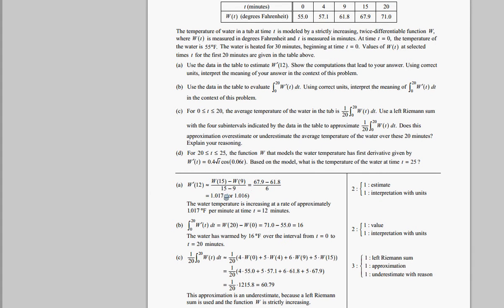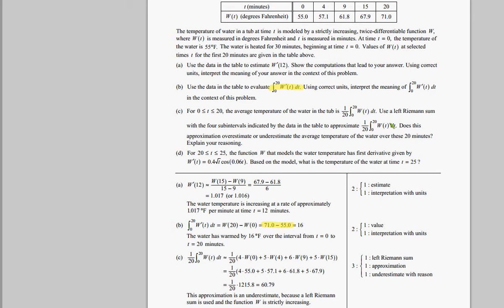Question B is asking you to use the data in the table to evaluate the integral from 0 to 20 of w prime of t dt. Notice that they're asking you to integrate a rate, which means to accumulate. If you were asked to find the integral of the derivative, then you would take the antiderivative, which would be the function value at 20, minus the function value at 0. Those values are pulled straight from the table, 71 minus 55, and you'll get 16.